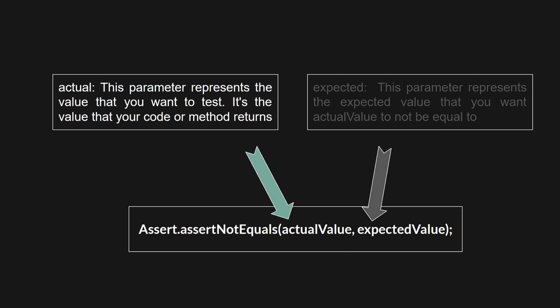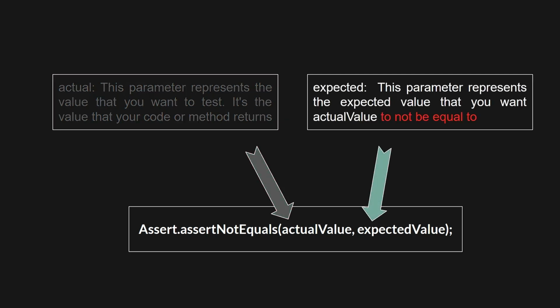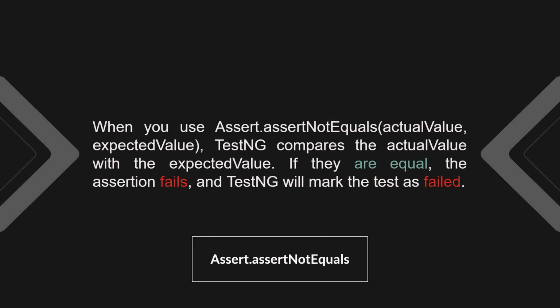Actual value. This parameter represents the value that you want to test. It's the value that your code or method returns. Expected value. This parameter represents the value that you expect the actual value to not be equal to. When you use assert not equals with actual value and expected value, TestNG compares the actual value with the expected value. If they are equal, the assertion fails, and TestNG will mark the test as failed.